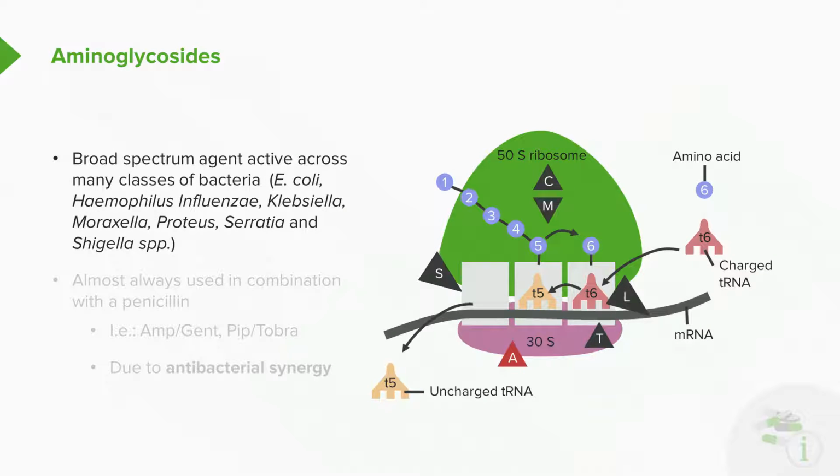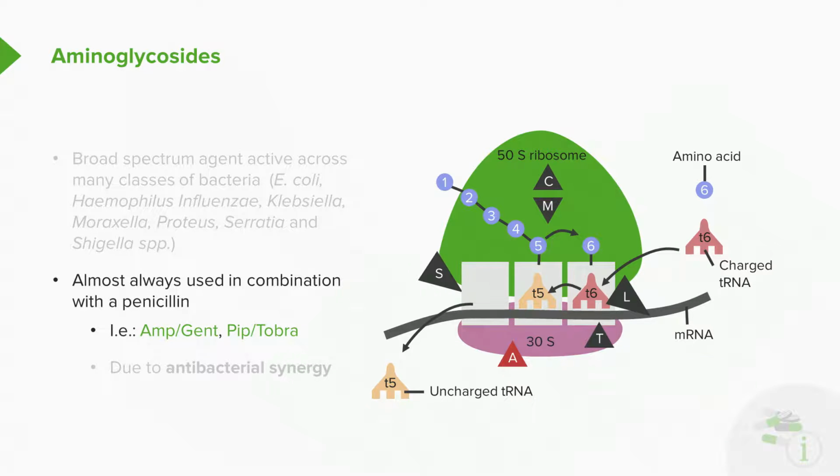Now, the broad-spectrum agent active across many classes of bacteria is very typical of aminoglycoside activity, whether it's gentamicin or whatever. E. coli, Haemophilus influenzae, Klebsiella, Moraxella species, Proteus species, Serratia species, Shigella species. These are all very susceptible to this class of drugs.